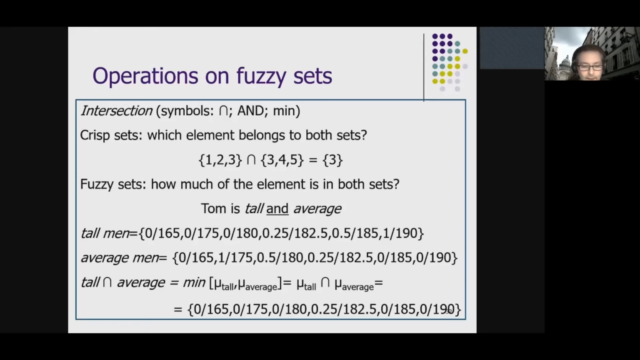So you take one of the elements, 165, for example. Both degrees are 0, so the minimum is 0. No problem. And let's pick another one. Yes, 180 centimeters. So 180 centimeters has a membership degree of 0 in the set of tall men, and a membership degree of 0.5 in the set of average men. What's the minimum? 0. Okay. So in the intersection, the fuzzy set, which is now the result of the intersection operation of these two fuzzy sets, as you can see, associates the value of 0 with the element 180.